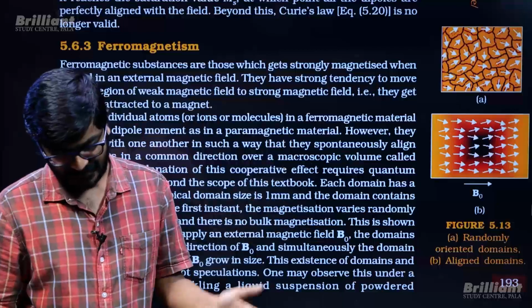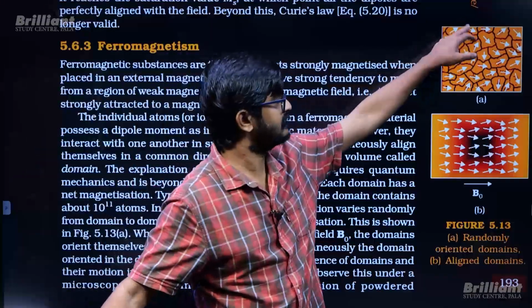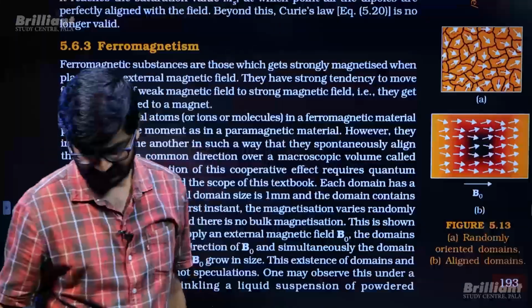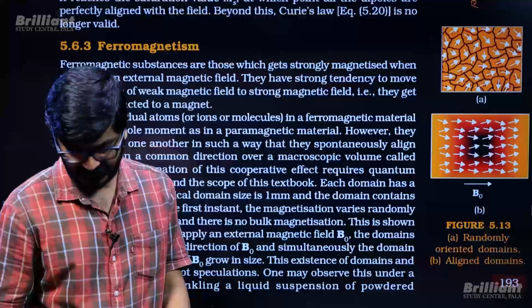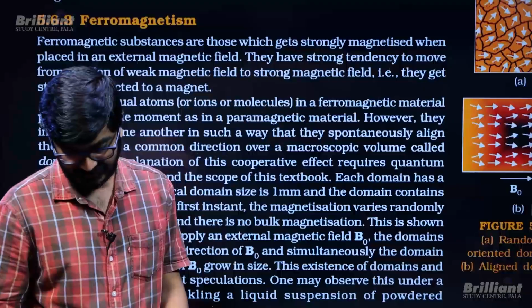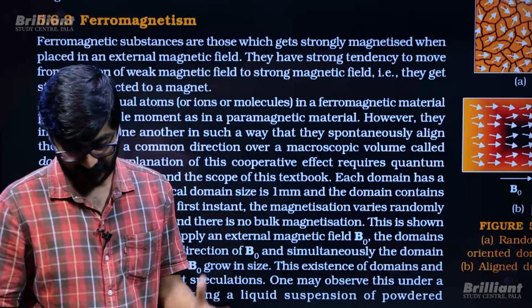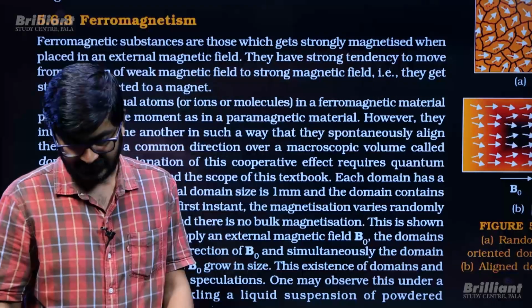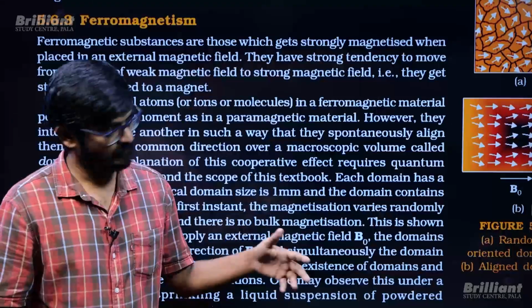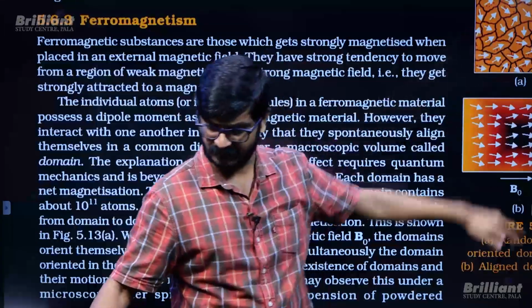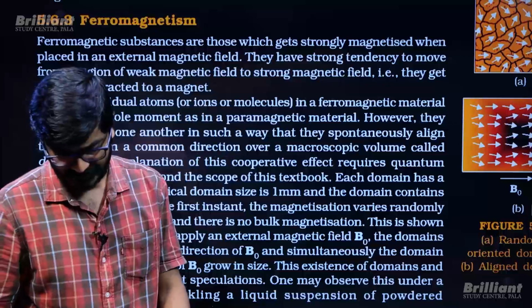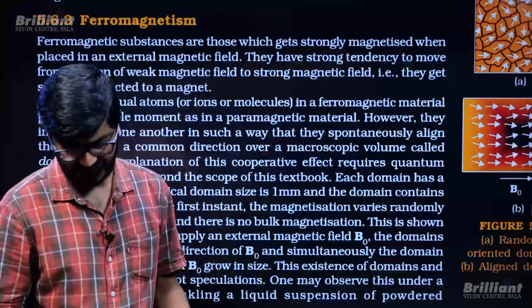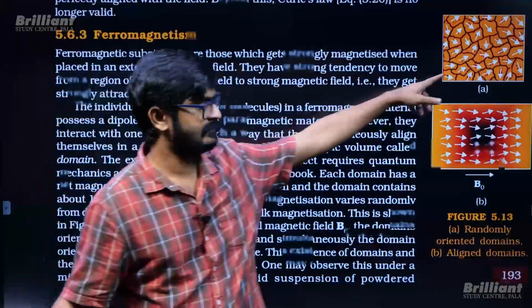Each domain has net magnetization. This domain has net magnetization in this direction, the other one in another direction. Typical domain size is 1 millimeter and a domain consists of about 10 power 11 atoms. It's very large. In the first instant, magnetization varies randomly from domain to domain, in some random direction, and there is no bulk magnetization. This is shown in figure 5.13a.